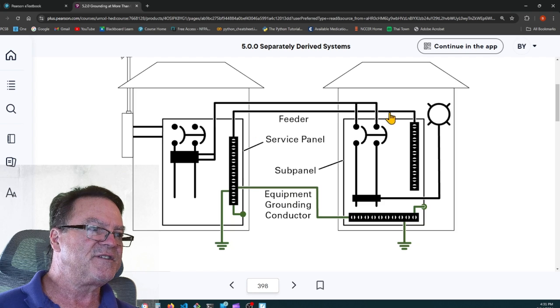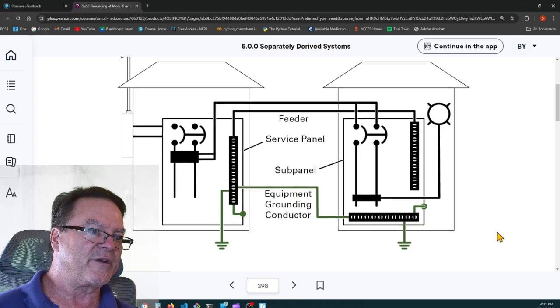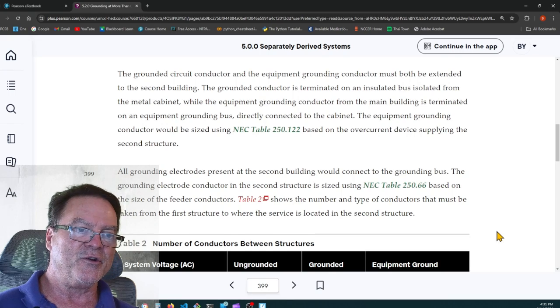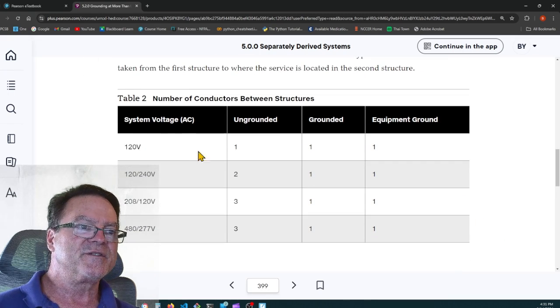But you don't secondarily bond this neutral, because that would create parallel paths. It would make this equipment grounding conductor now a current carrying conductor. It would act as a secondary neutral. So here's Table 2, the number of conductors between the structures.